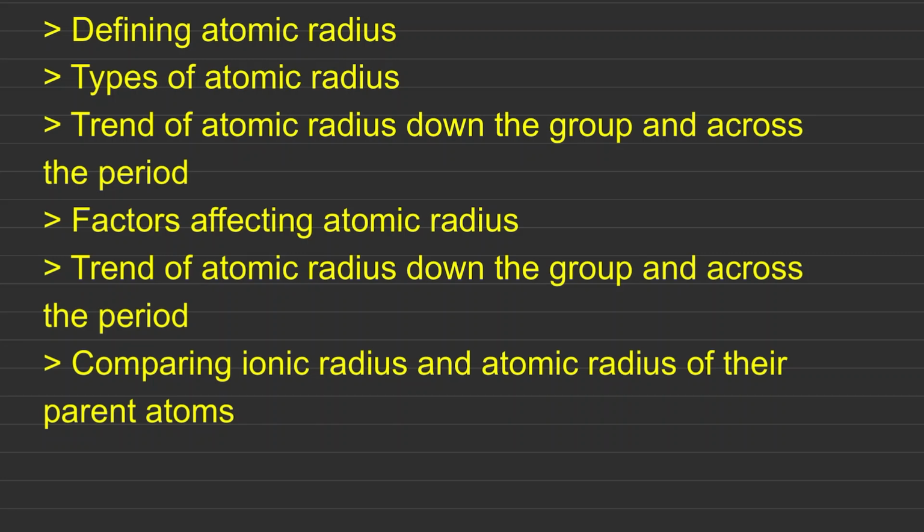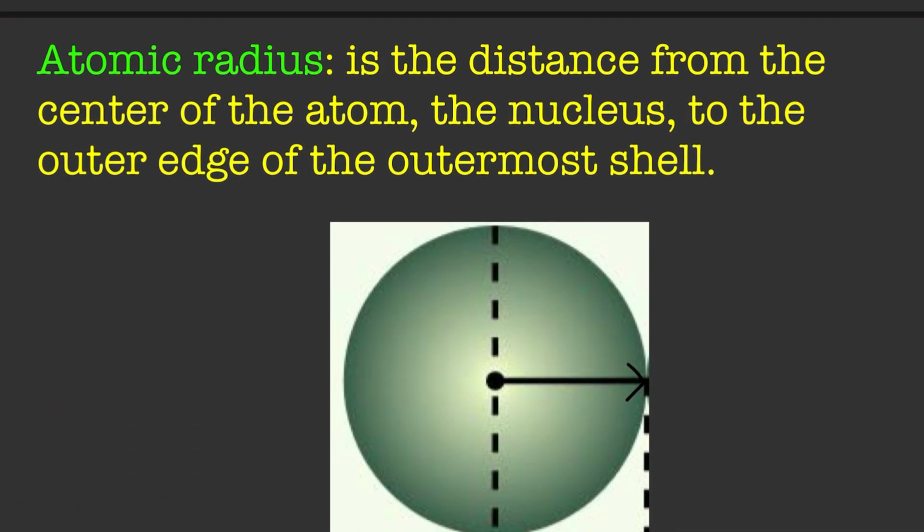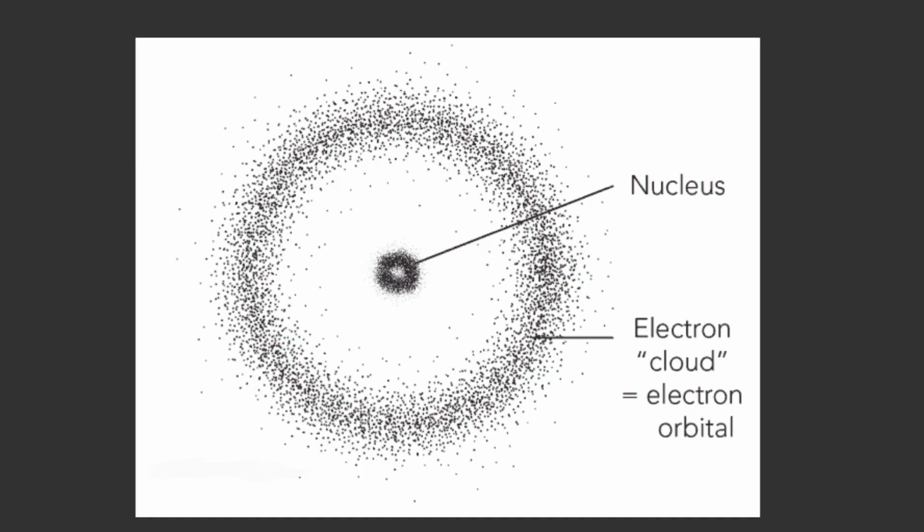In this video, I will be talking about atomic and ionic radius. Let's start with the definition. If we consider the atom as a sphere, the atomic radius is the distance of the outermost shell electron from the nucleus. The position of an electron cannot be measured exactly, and so the atomic radius also cannot be measured exactly if we are considering the position of the electrons.